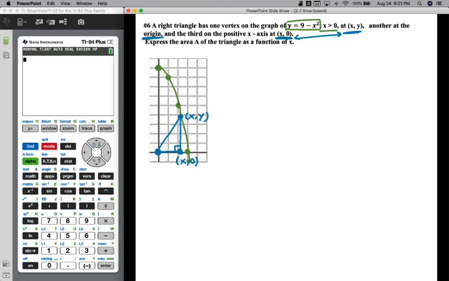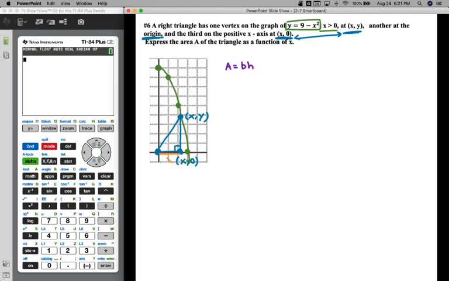So we want to express the area of this triangle as a function of x, so just in terms of x. But think back to geometry. Let's kind of start with the basics. We know that the area of a triangle is always one half base times height. So let's find a way to represent the base and the height of this triangle. Now, sometimes we might not be able to jump directly to only in terms of x. Let's think about what we know.